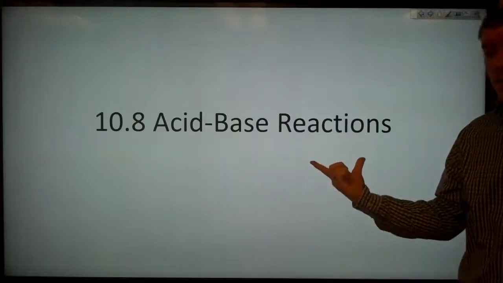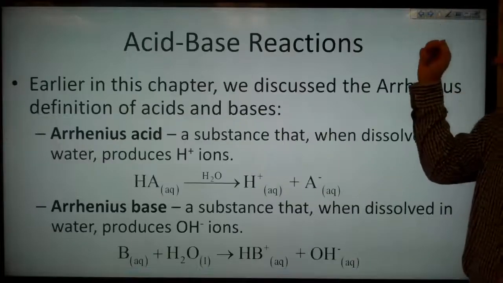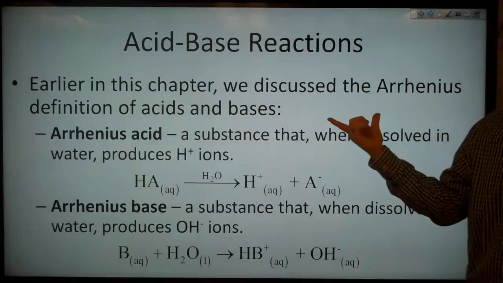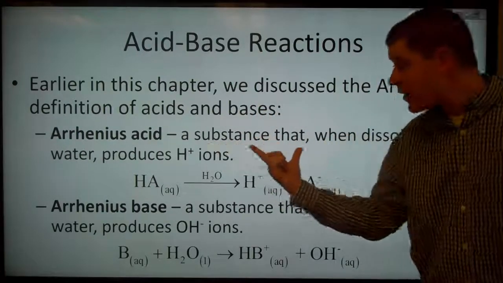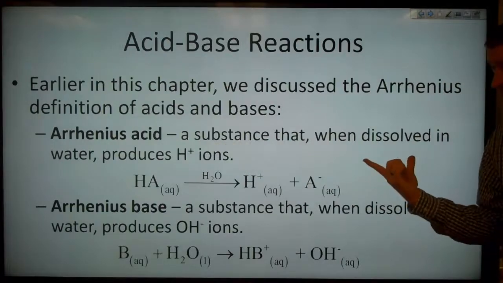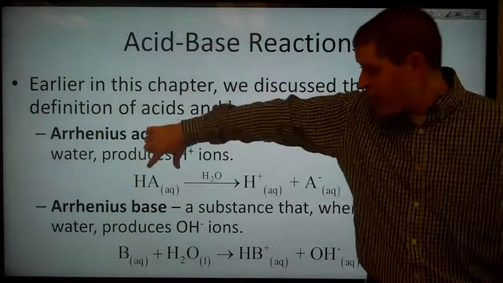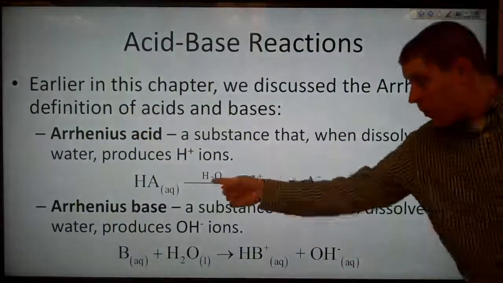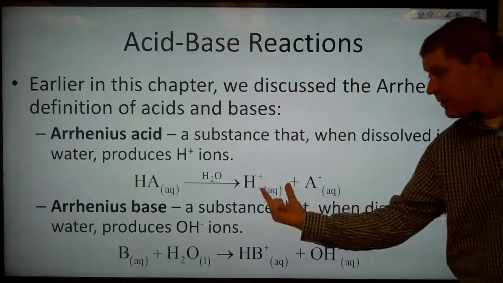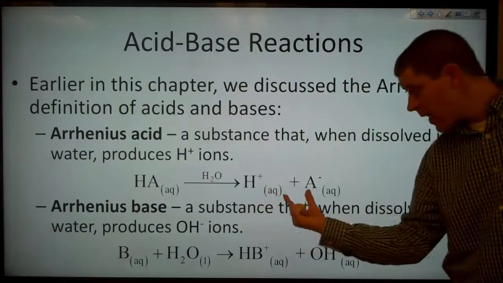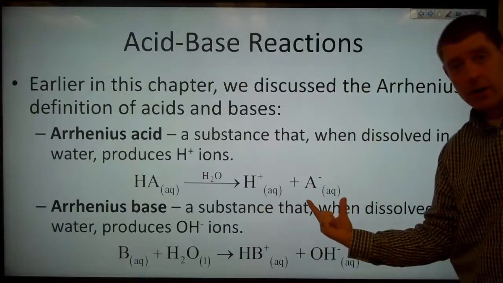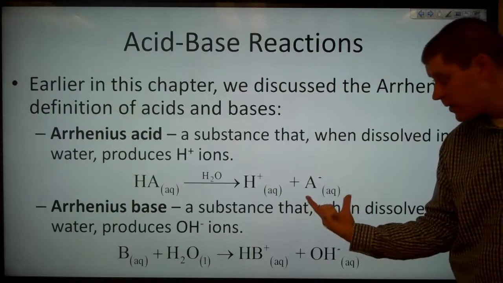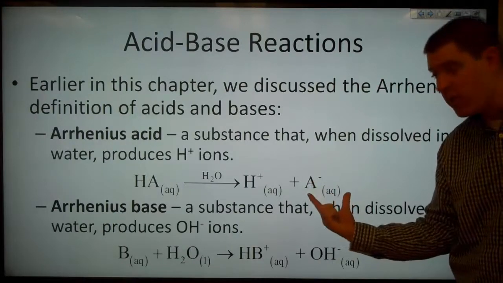Welcome to Acid-Base Reactions. Earlier in the chapter, we discussed the Arrhenius definition of acids and bases. An Arrhenius acid is a substance that, when dissolved in water, produces hydrogen ions. So we have our acid, which I'm symbolizing here as HA. When we place it in water, it gives us hydrogen ions and the anion, the conjugate base of our acid.